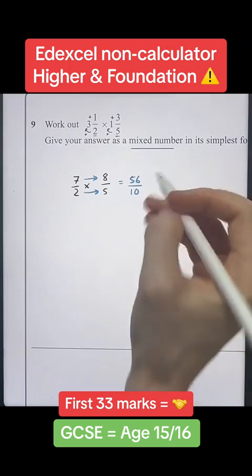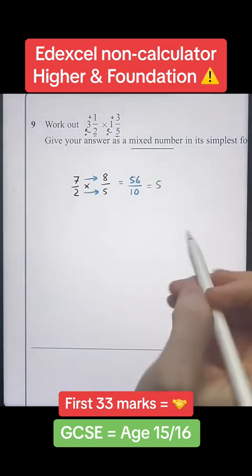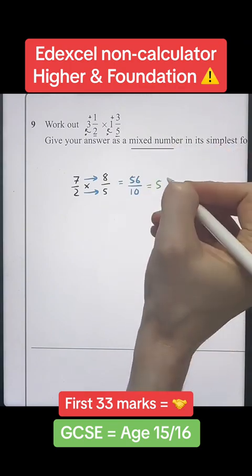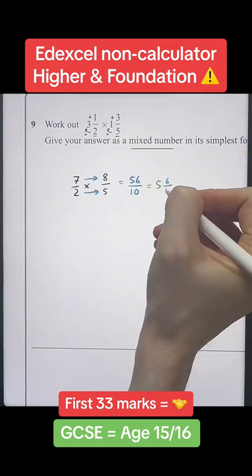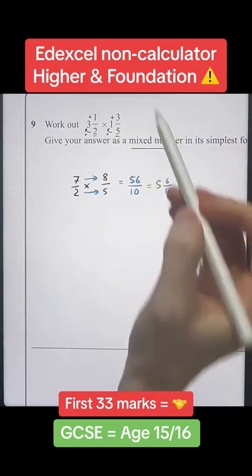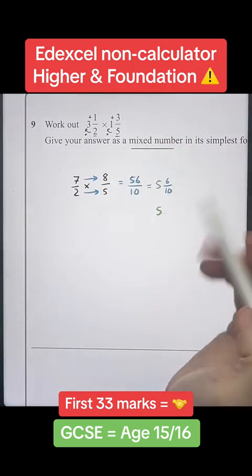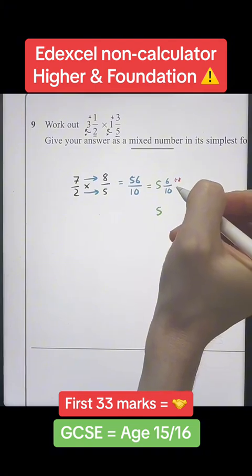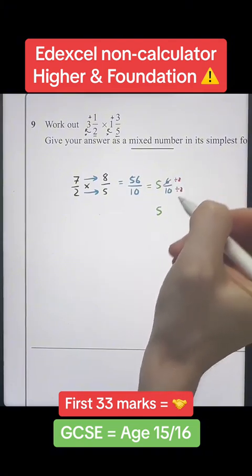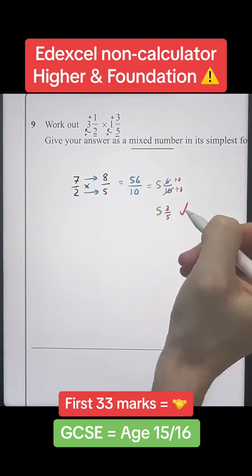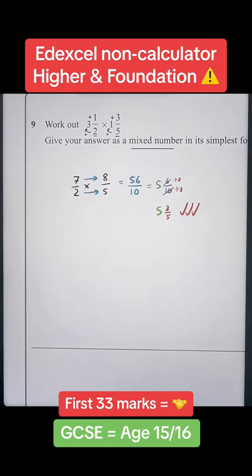We know that 10 divides into 56, 5 whole times, as 10 times 5 is 50. As we have 56, the remainder is 6, and the remainder is always over the same denominator, so in this case 6 over 10. Leaving the whole number alone, in this case 5, we can simplify our fraction part, as we can see both top and bottom are divisible by 2. So dividing top and bottom by 2, on the top 6 divided by 2 gives us 3, and on the bottom 10 divided by 2 gives us 5. Hence my final answer for 3 marks is 5 3/5.